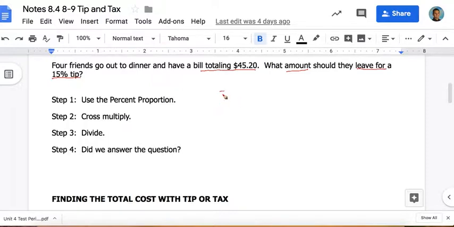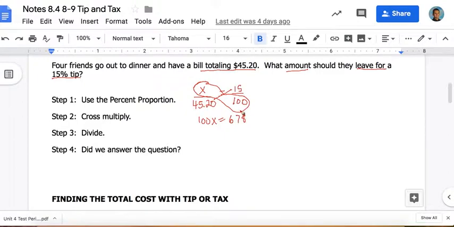Now I have a percent, so I'm going to put that over 100. And I have a cost here, $45.20. I want to know the tip. So if I want to know the tip, then I'm looking for the part. And then the $45.20 will go here. Okay, so cross products. 100 times x is 100x. 15 times 45.20 is 678.